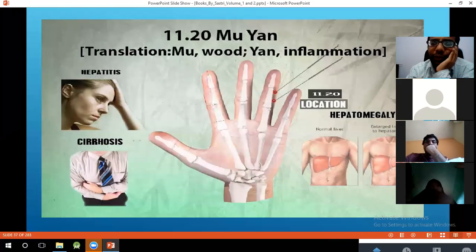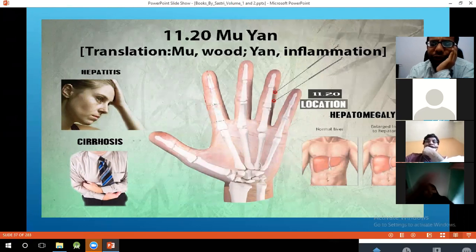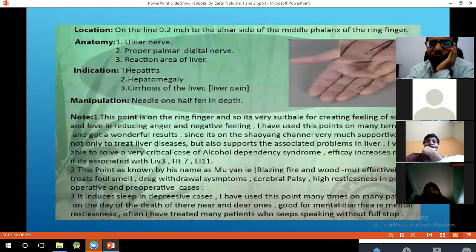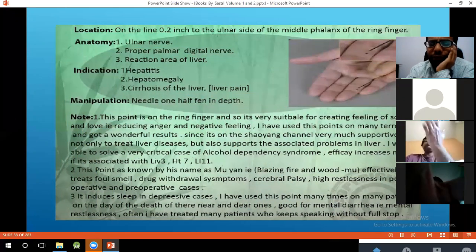This is called 11.20. So you can see it's a wood inflammation point, and it is very good for hepatomegaly, meaning liver enlargement, and cirrhosis, even in hepatocellular carcinoma and other problems. If you use 11.20, it gives very good results. The anatomy is the ulnar nerve and the palmar digital nerve and the reaction area is liver. Especially in these types of cases, hepatitis A, B, and C.